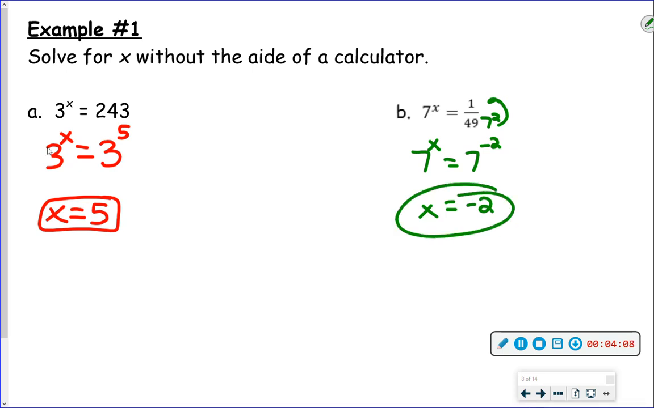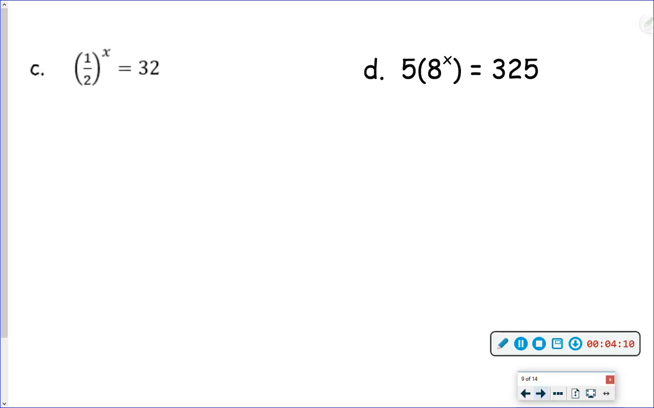Got it. That wasn't too bad. Okay, C, same thing. I'm going to try to use the smaller number, of course, to rewrite the bigger one. So I'm going to try to use 2. So again, you might need your calculator for this. I just happen to know 2 to the 5th is 32.